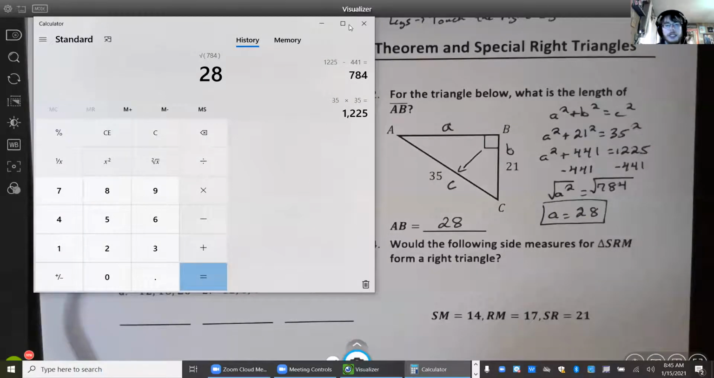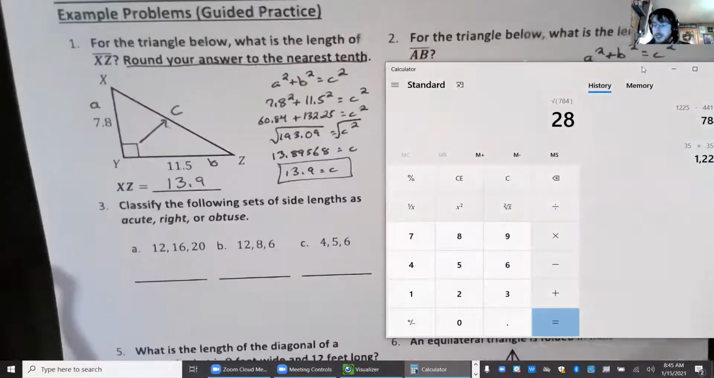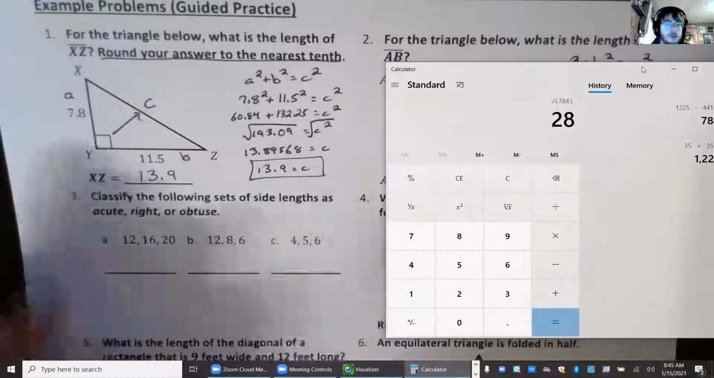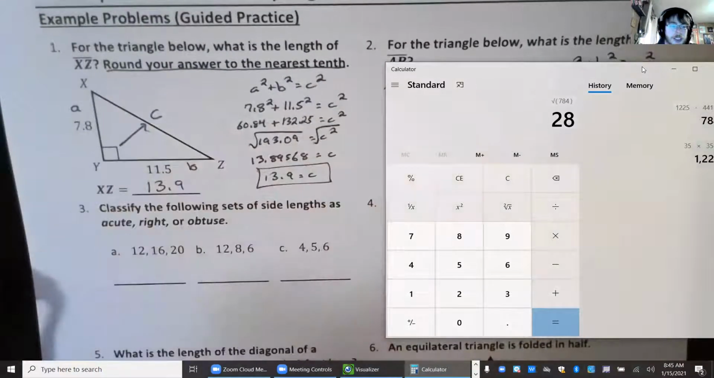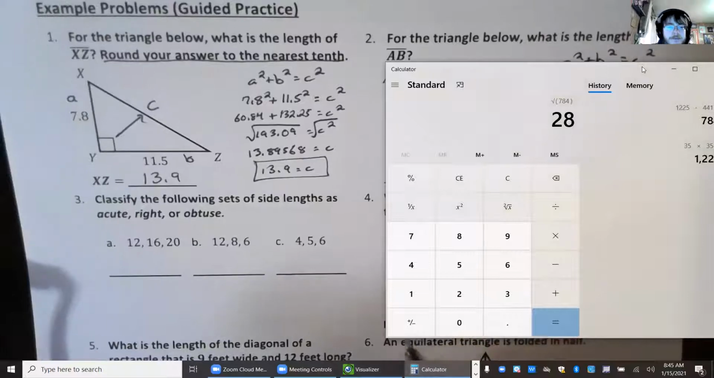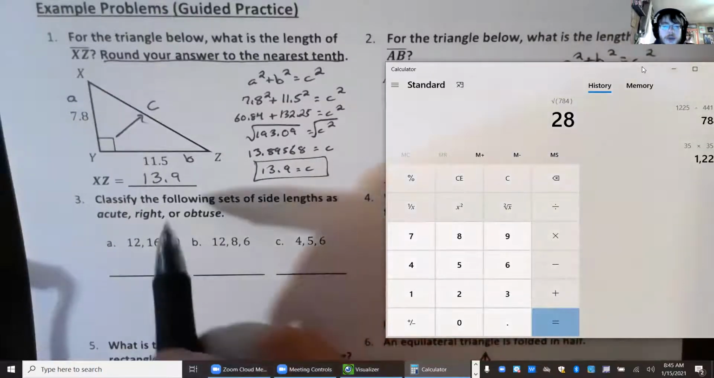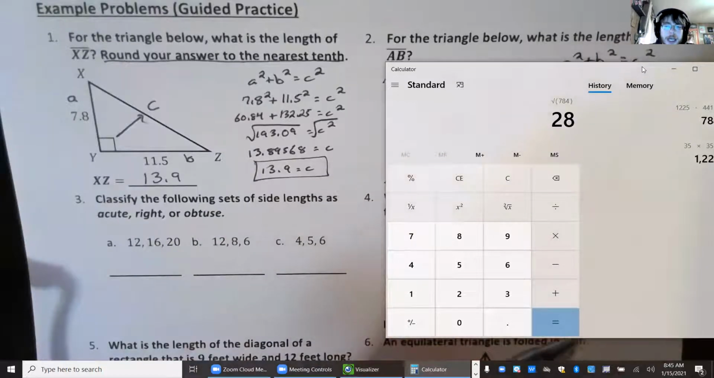All right, number 3. Number 3 wants us to classify the following sets of side lengths as acute, right, or obtuse. You may use all of these, you may not use all of these. We're just going to have to determine what we need to do. So let's look at A. To figure out whether these are acute, right, or obtuse, we have to use the Pythagorean theorem. But the thing is it's going to be tweaked a little bit.